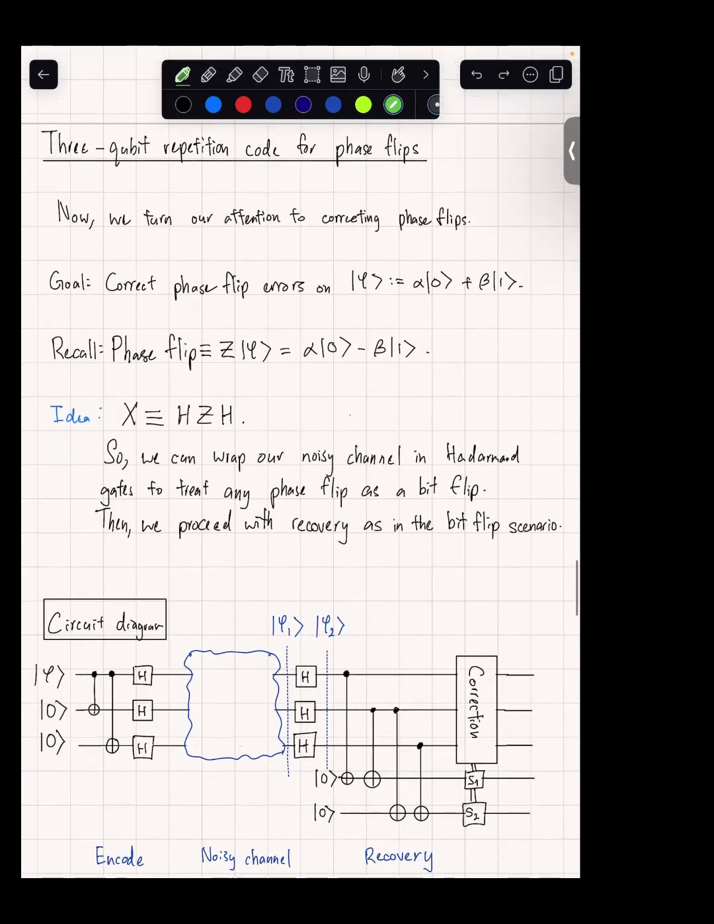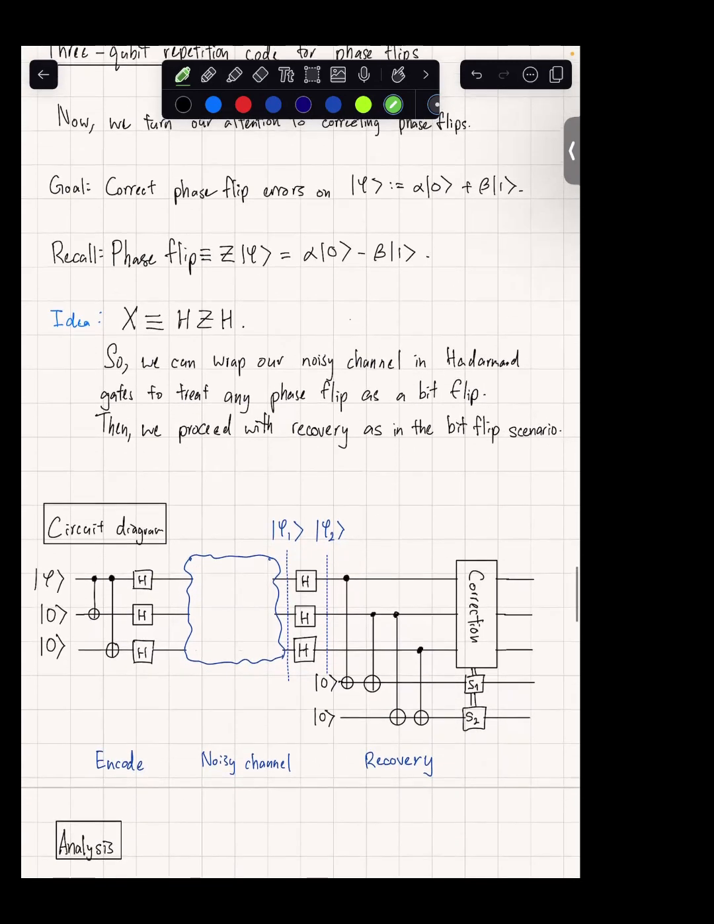Now let's move on to the repetition code for phase flips. This is very similar to that of bit flips due to a very simple idea. That is, phase flips are equivalent to applying a Hadamard, followed by a bit flip, followed by another Hadamard. What this means is that we can take the same circuit diagram for the bit flip circuit and simply wrap the noisy channel with Hadamard gates. And then we can simply treat any phase flip that happens as a bit flip.